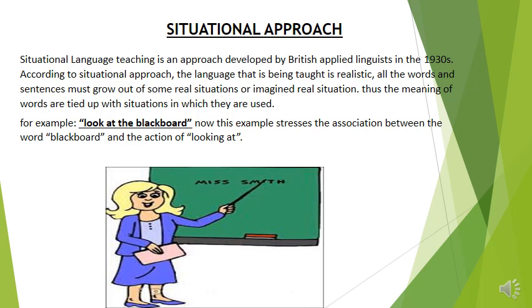You can ask students to look at the blackboard, and here in this example you can see the blackboard is associated with the action of looking at. So here you can see the association between words, and teachers can teach this to children. Blackboard and the action of looking at: two things. There is a blackboard and there is an action. You can see this example in the picture also.